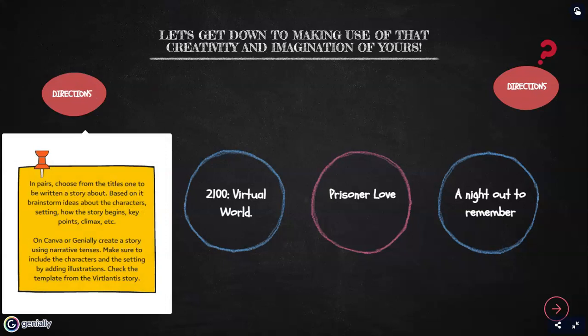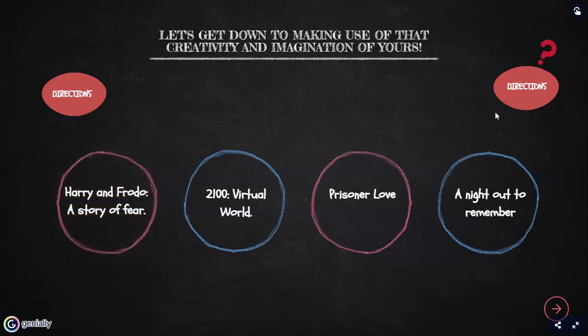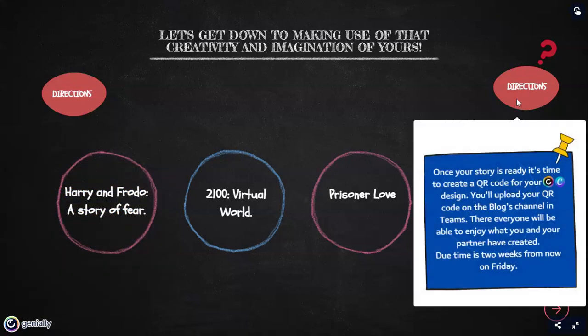Here the instructions say, on Canva or Genially, create a story using narrative tenses. Make sure to include illustrations about the characters and the context, the landscapes, and everything. So they need to use also the diagram of the correct structure: the characters, the background, the development, and the climax in the story. Here, finally, they need to create a QR code for their Genially or Canva design.